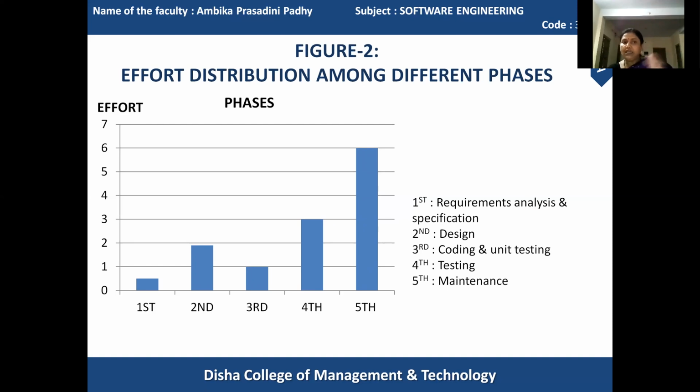As you can see here, the effort requirement for the first phase, requirement analysis and specification, is very much less than all other phases of development. And the documentation once prepared will be helpful for all other operations to be performed. Still, it requires very little effort to be provided.